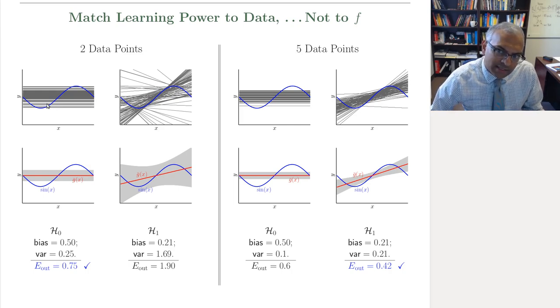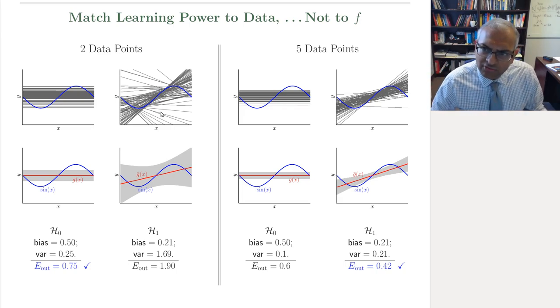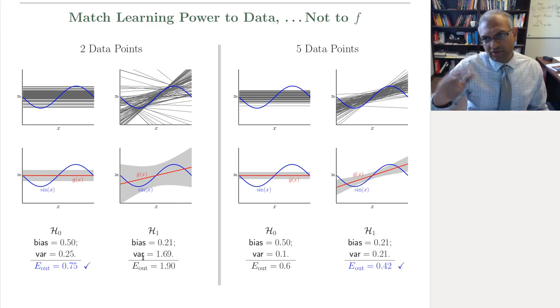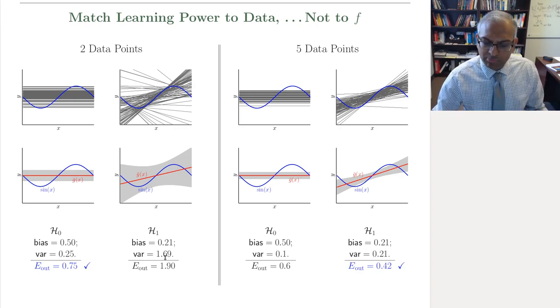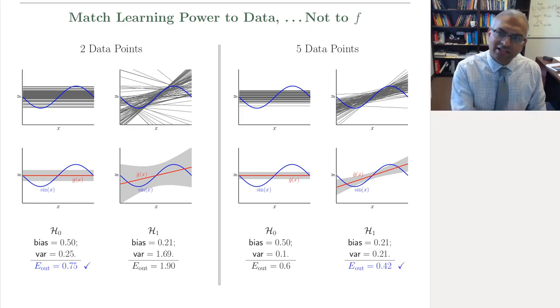On the left, you can't really approximate well. So the bias is large, but the hypotheses are constrained, and so the predictions have low variance. They're bad, but with low variance. And that's seen by the bias being 0.5 and the variance being small at 0.25. On the right, you get on average a better fit, which corresponds to the fact that the lines with slope can fit the blue target function better. So the bias is significantly smaller at 0.21, but the variance of the predictions is huge at 1.69. And the theorem tells us that the out-of-sample error is the sum, and that's the trade-off. In this particular case, H0 wins. Ta-da! The simpler model wins by virtue of the fact that it controls the variance.